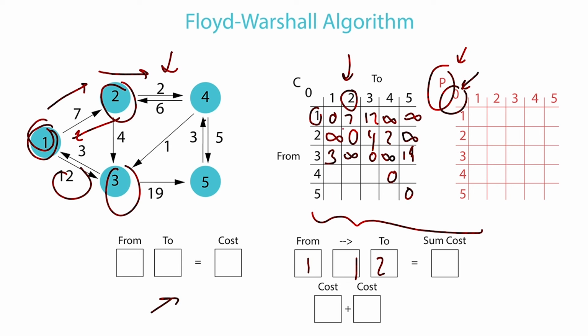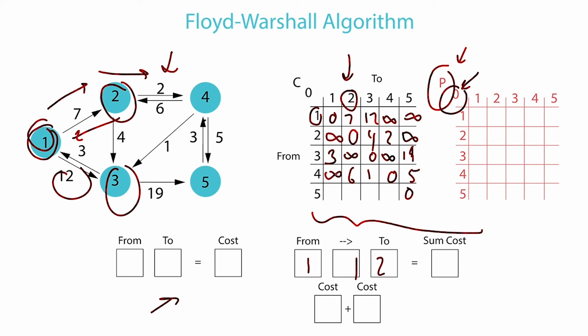Next, 4 to 1, you cannot get there, so it's an infinity. 4 to 2, let's see, you can get there, and that's 6. 4 to 3, you can get there, and that's 1. 4 to 5, you can get there, and the cost is 5.